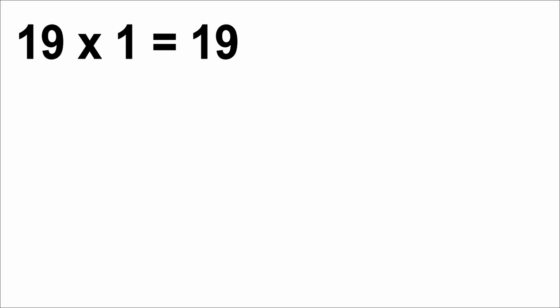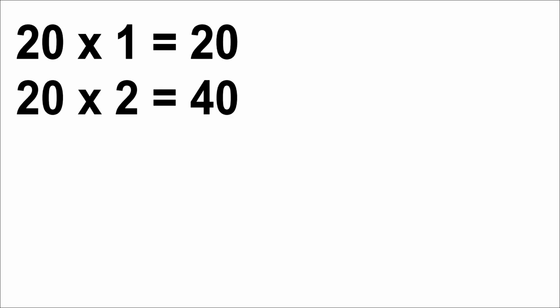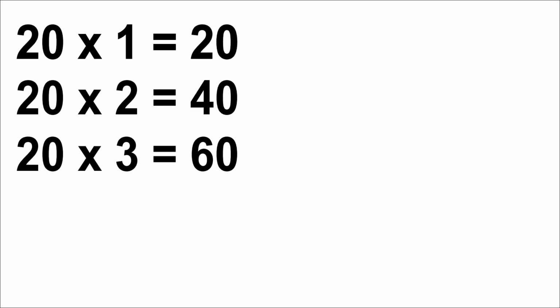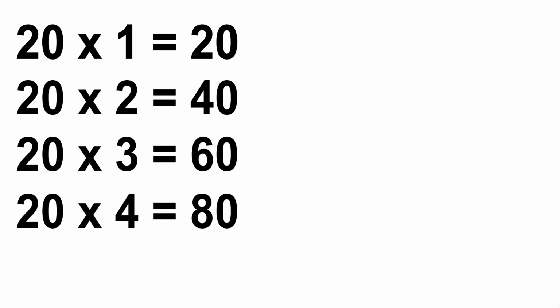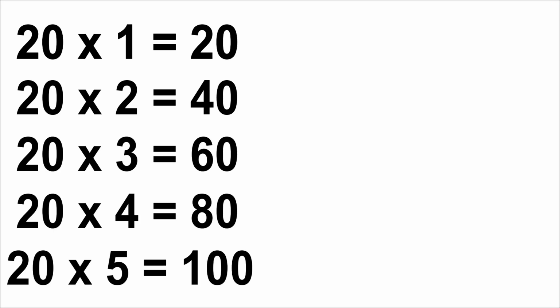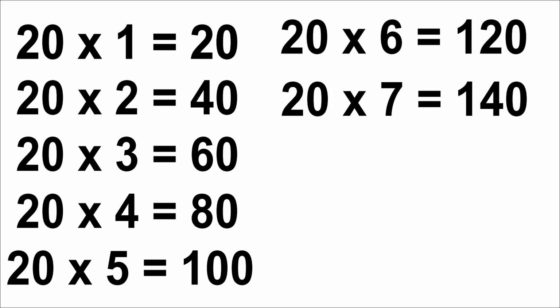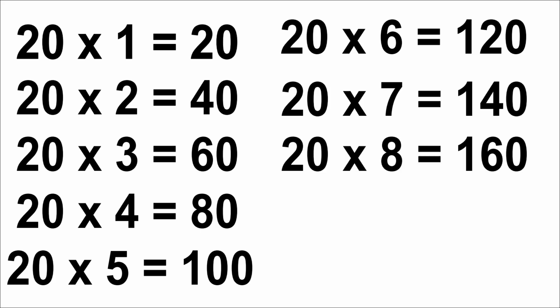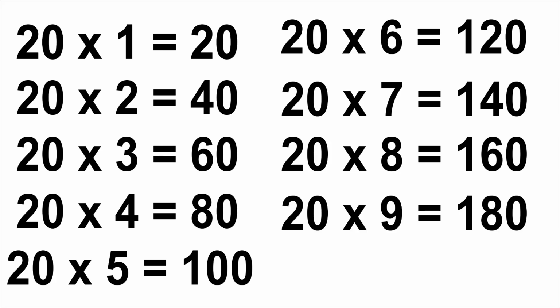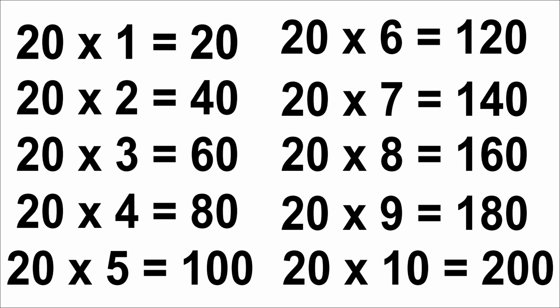Multiplication of 20. 20 times 1 is 20. 20 times 2 is 40. 20 times 3 is 60. 20 times 4 is 80. 20 times 5 is 100. 20 times 6 is 120. 20 times 7 is 140. 20 times 8 is 160. 20 times 9 is 180. 20 times 10 is 200.